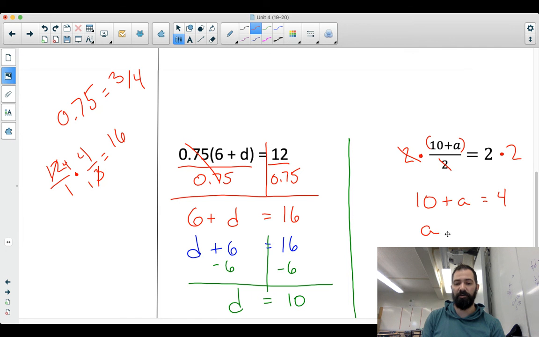Again, you can flip this around. A plus 10 equals 4. It's a commutative property. And we're subtracting 10 from both sides. And we're left with A equals 4 minus 10, which is negative 6. And you're all done. And that's it.